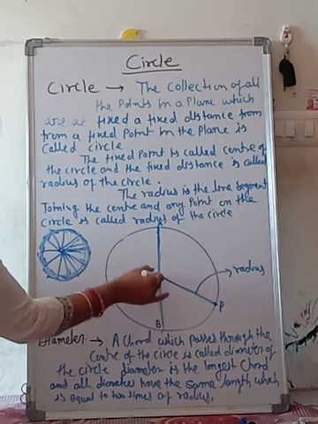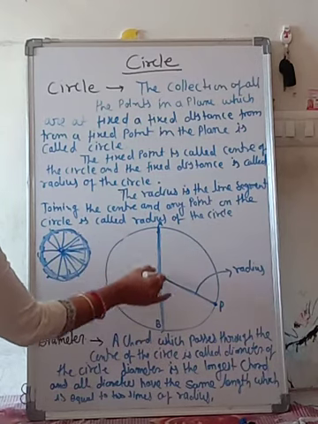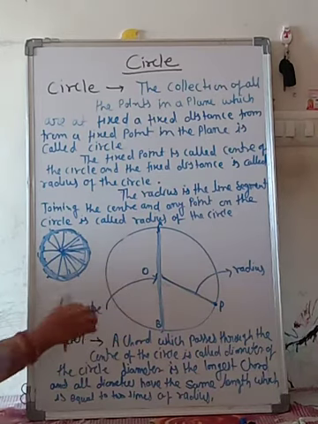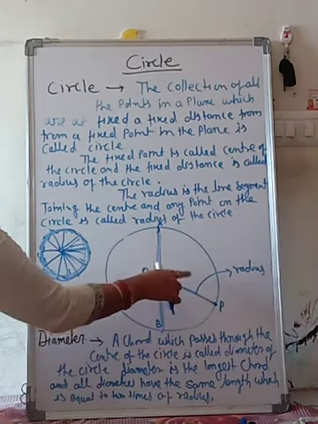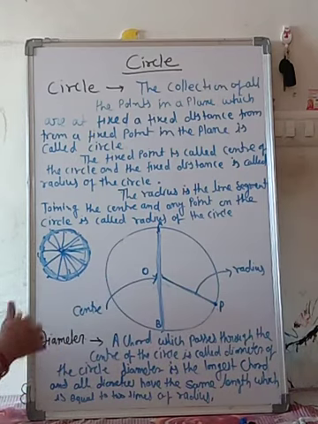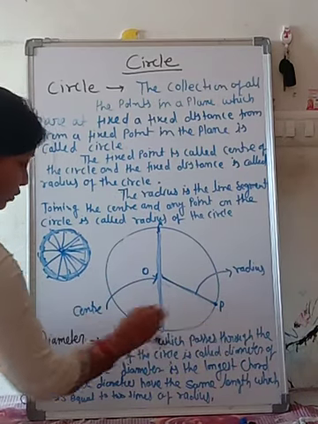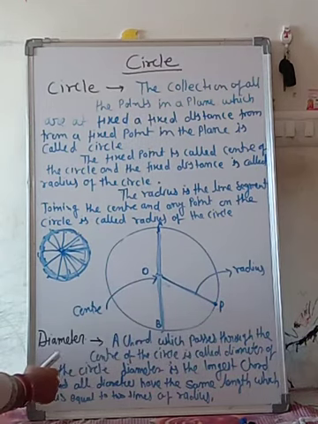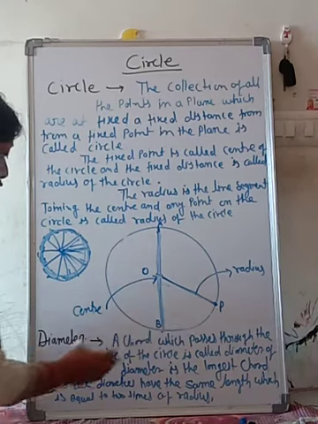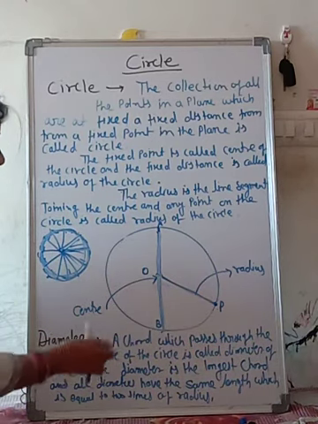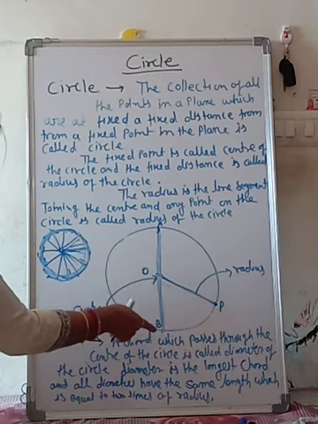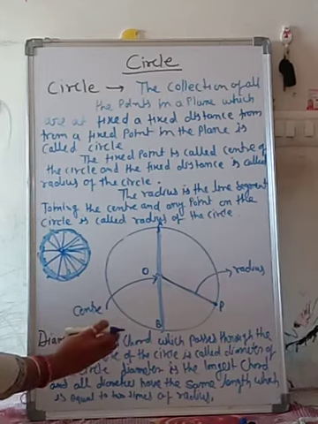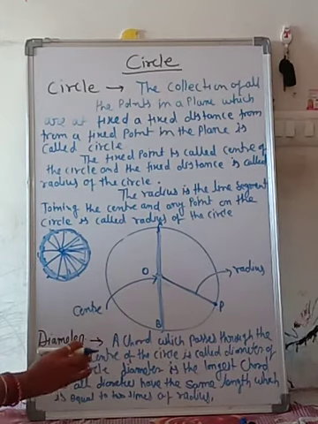The diameter is the longest line segment, which divides the circle into two equal parts. So now let's start with the diameter. A chord which passes through the center of the circle is called the diameter of the circle. The diameter is the longest chord of the circle, and all diameters have the same length, which is equal to two times the radius.